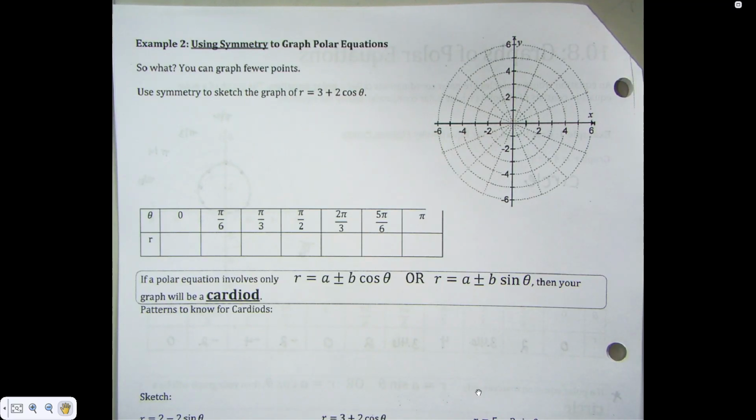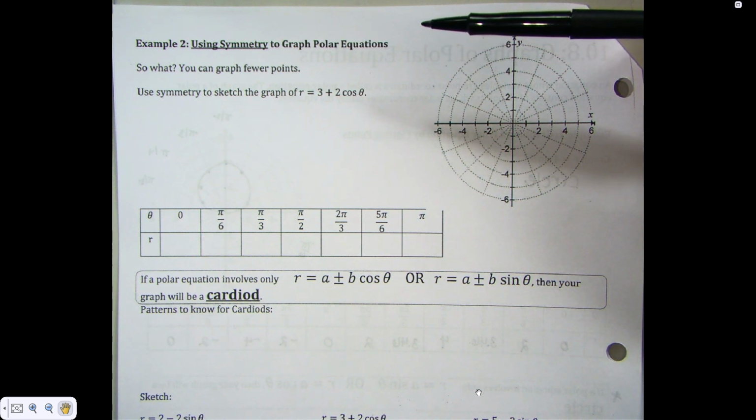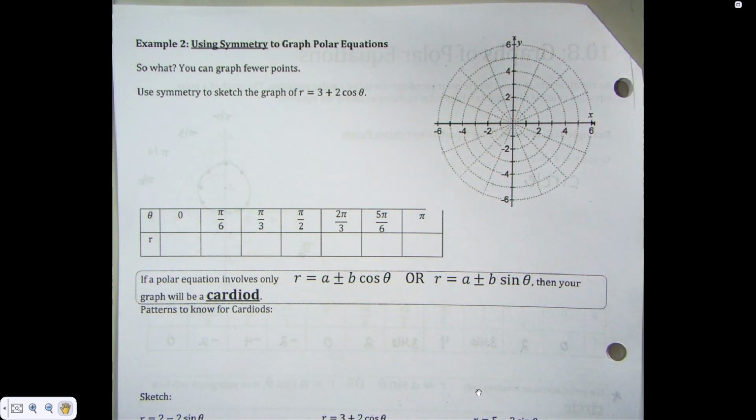So we're back, and on this page, we're going to start talking about how to graph a cardioid, or a heart. But first, let's connect back to the first page. Why do I care about understanding or knowing that piece about symmetry? Well, if all you're going to do is fall back on plotting points, symmetry can be very helpful because it will allow you to plot a lot fewer.